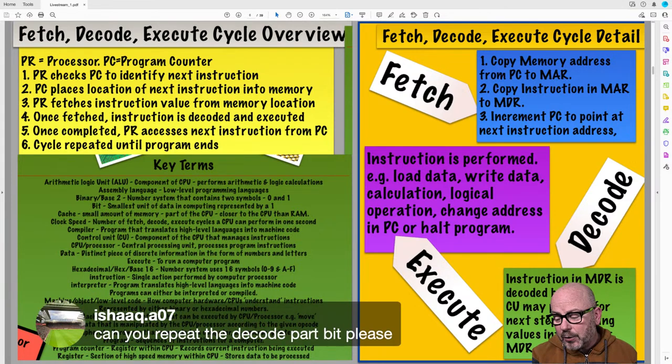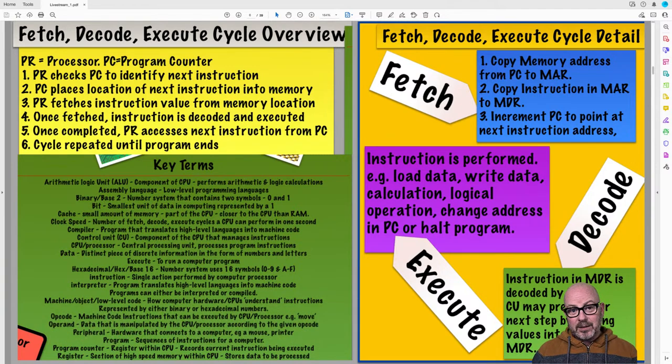All right, the decode bit, I'll go through that again. So the instruction in the memory data register. So don't forget, you've got these registers, right? They are super fast, as in speed-wise, read-write speed. Let's be accurate. Super fast read-write speeds, low capacity, so you can't store much in there. So the instruction in the memory data register is decoded by the CU.